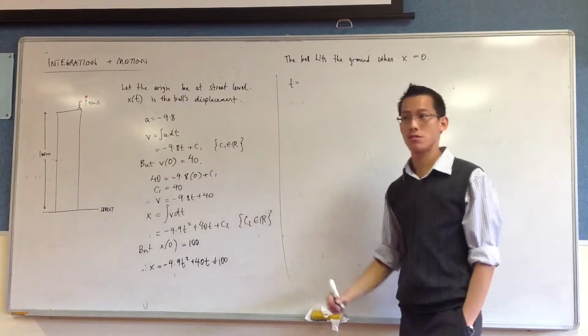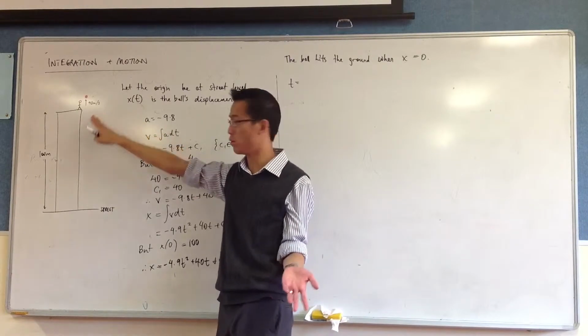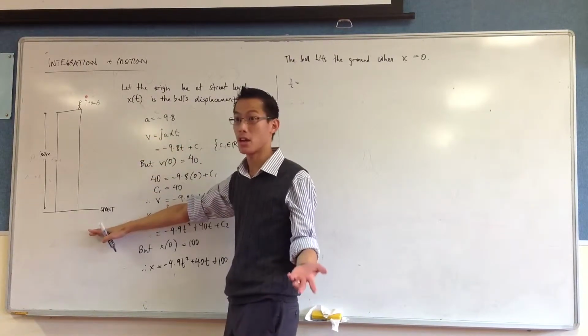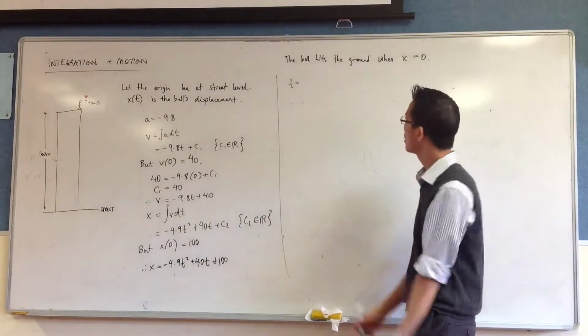So if you chose the origin to be up here, you would have had to have said x equals minus 100, right? And you would come out with exactly the same equation. Do you see how they're equivalent?